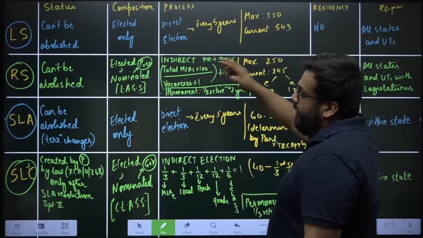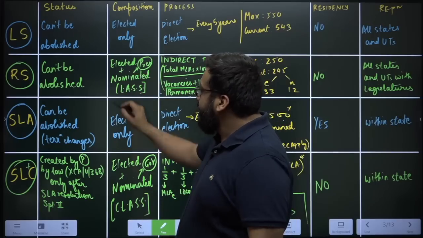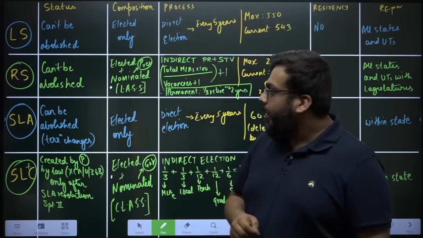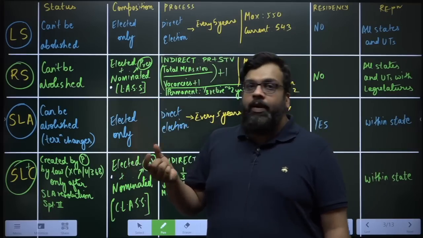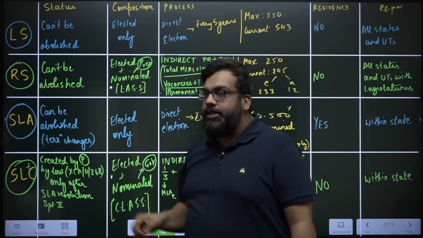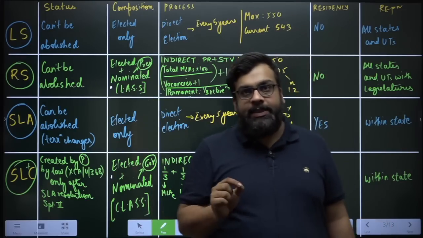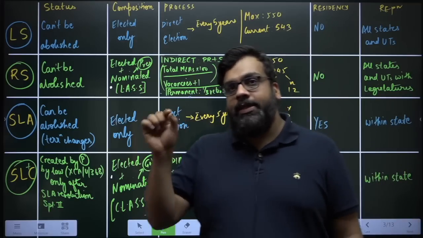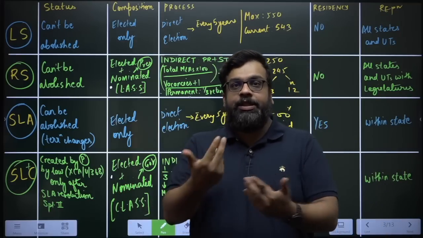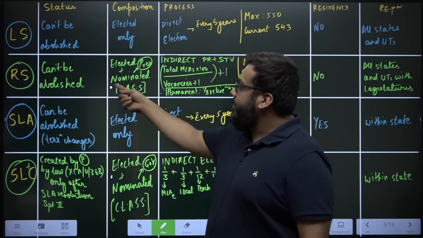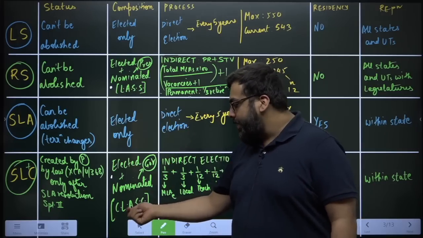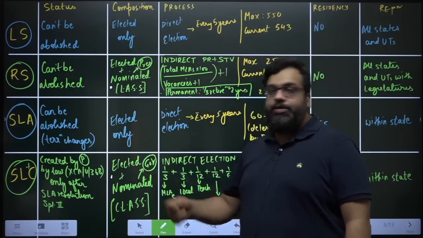Now, both the Rajya Sabha and the State Legislative Councils have elected as well as nominated members. Now, the criteria for the Rajya Sabha is literature, arts, science and social service. The abbreviation is LASS. Now, you and I are in a digital classroom. You just have to add C before LASS. It becomes CLASS. So, cooperative societies, literature, arts, science and social service.